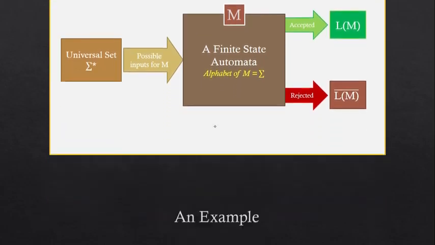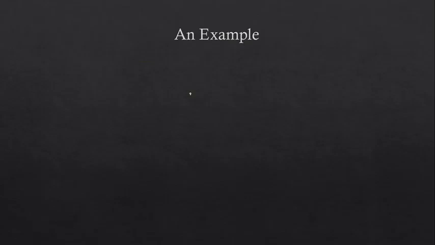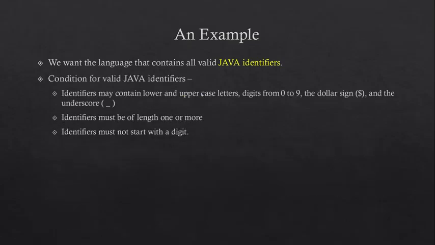Let's look at an example to solidify our concepts on all of this. Let's say we want the language that contains all valid Java identifiers. Now what are the valid Java identifiers? For a string to be considered a valid Java identifier, it has to maintain three conditions. The identifiers may contain only lower and uppercase letters or digits, or the $ sign or the underscore, nothing more. The identifiers must have a length of 1 or more. The identifiers must not start with a digit.